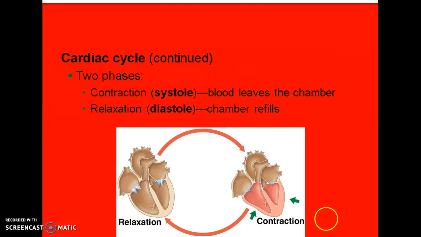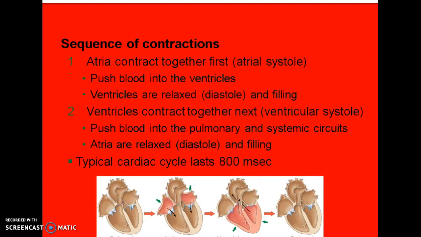The cardiac cycle consists of two phases, contraction and relaxation. In contraction or systole, the blood leaves the chamber, and in relaxation or diastole, the chamber refills with blood. There is a sequence of contractions. The atria contract first. That would be called atrial systole. They push the blood into the ventricles. At that time, the ventricles are relaxed. When the ventricles contract together, ventricular systole, the atria are relaxed.